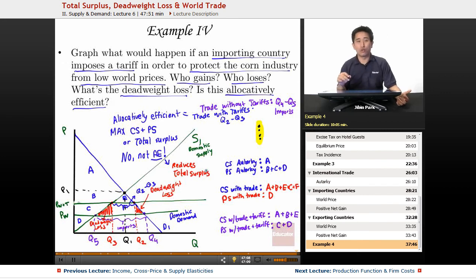And that's absolutely what you don't want to have in terms of international trade. If the goal is to try to increase total surplus, then you absolutely want to stay away from any tax or tariff, because that's going to reduce total surplus. But it is understandable, and a lot of countries do this. They're going to add a tariff to try to protect certain infant industries, to try to compete with the world market.